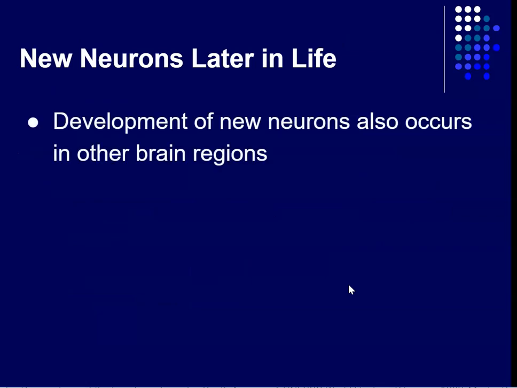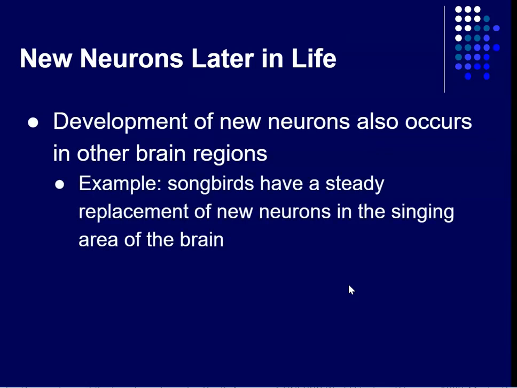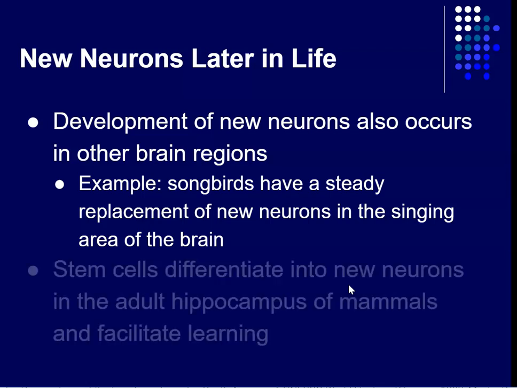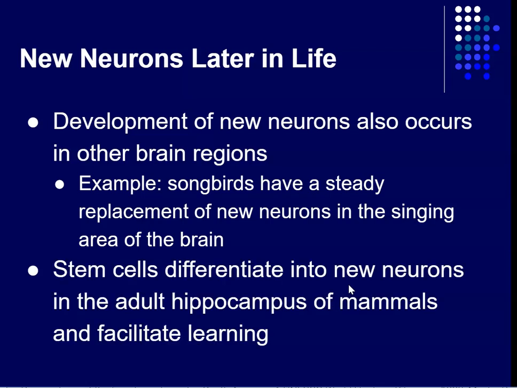But there's also development of new neurons in other parts of the brain. For example, it's been known for about 20 years that songbirds have a steady replacement of new neurons in the parts of the brain that permit singing. Stem cells also differentiate into new neurons in the adult hippocampus of mammals, and it's been shown that these new neurons in the hippocampus help facilitate learning. We'll learn later about the role that the hippocampus plays in long-term memory.